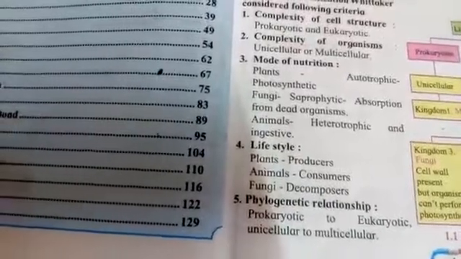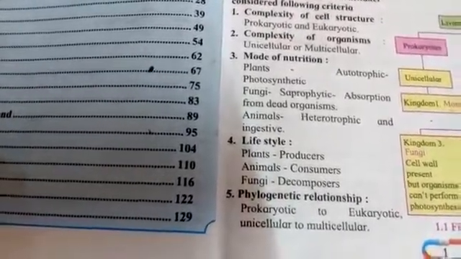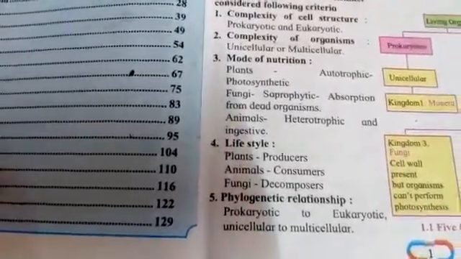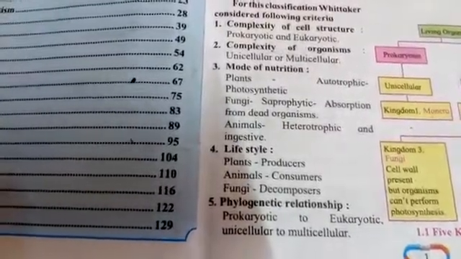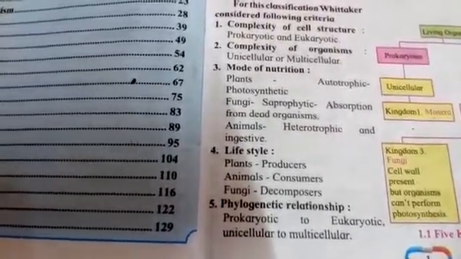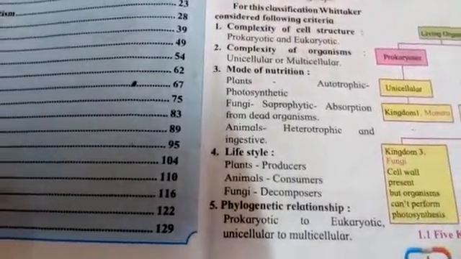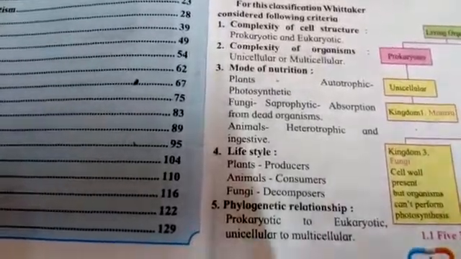Then lifestyle. Plants are the producers because they prepare their own food, animals are the consumers, that means we human beings also come under consumers. Then fungi are decomposers, that means whenever any organism dies, it will be decomposed by living organisms which obtain their food from that dead body, and these are known as decomposers. And the rest of the things we shall discuss in the next video.